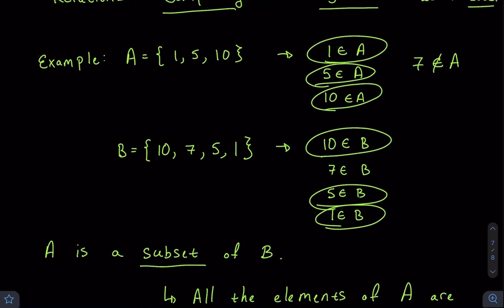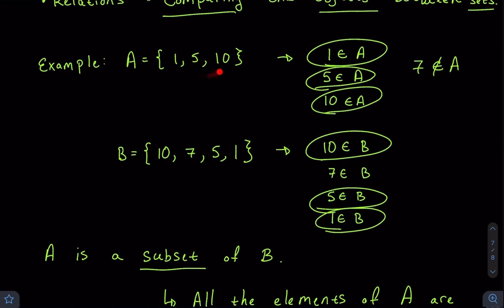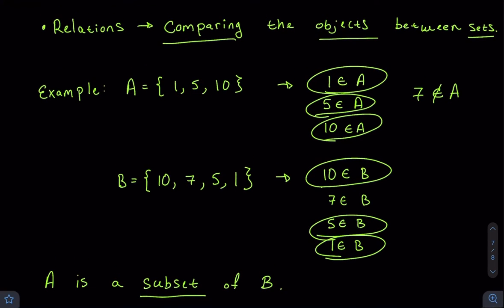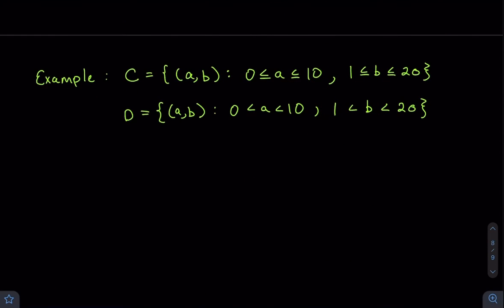So this was an example of two sets that just had numbers as objects. And what you can notice quickly is that the question is, is C a subset of set D, or is D a subset of set C? Or are both of them subsets of each other? Or neither?